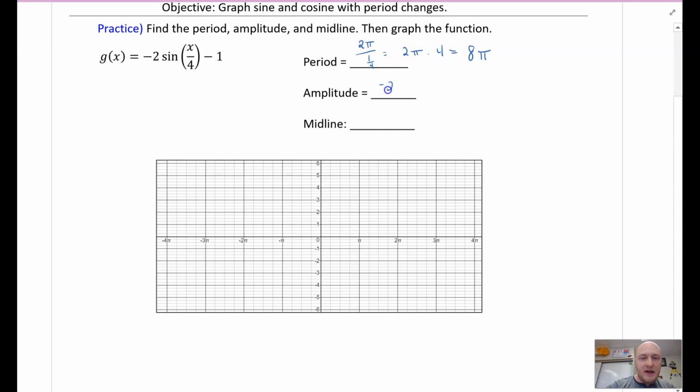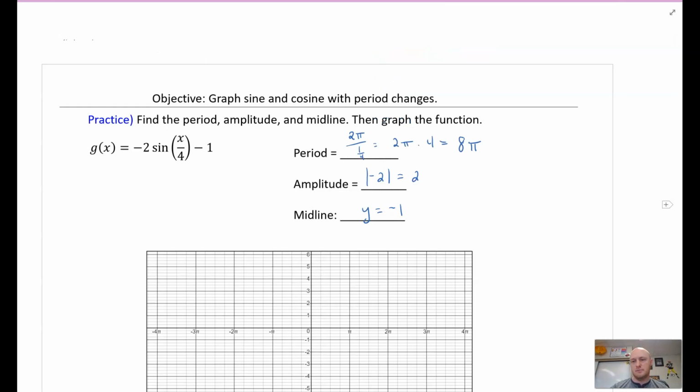Amplitude is the absolute value of a, so our amplitude was 2. We did have a reflection. Did you catch the reflection? And then your midline was y equals -1. If you need to adjust anything, please pause me now and fix that. Okay, here's the solution.